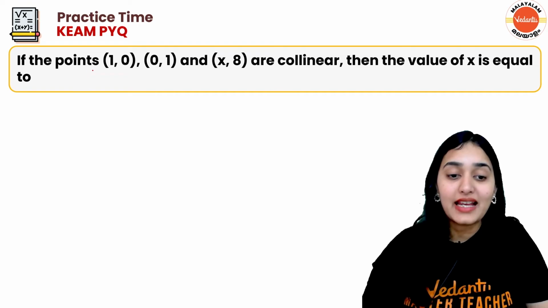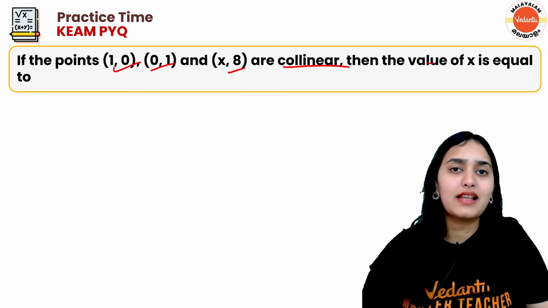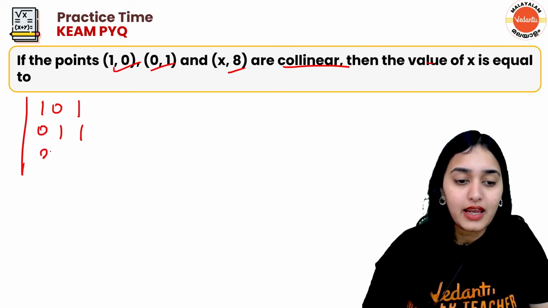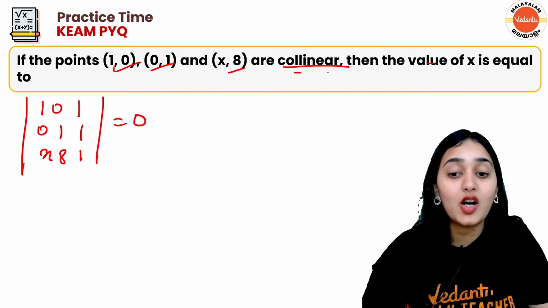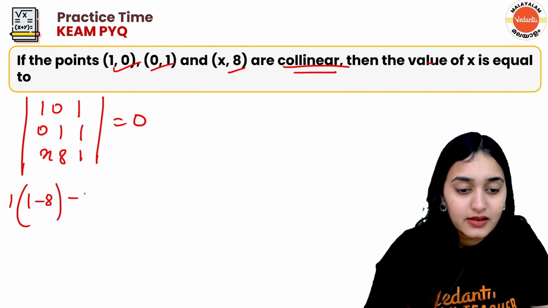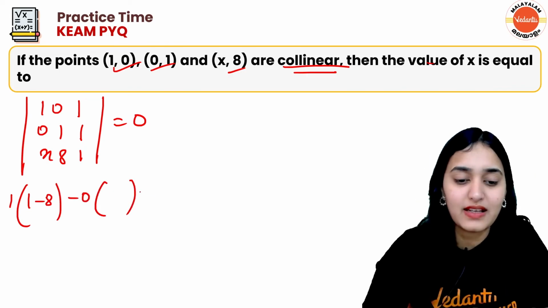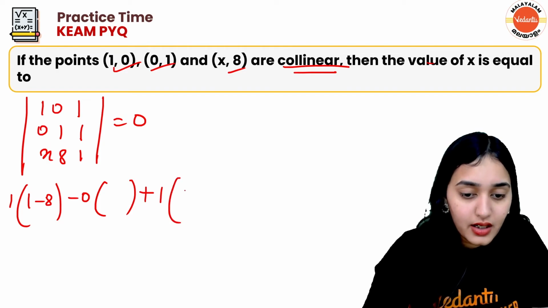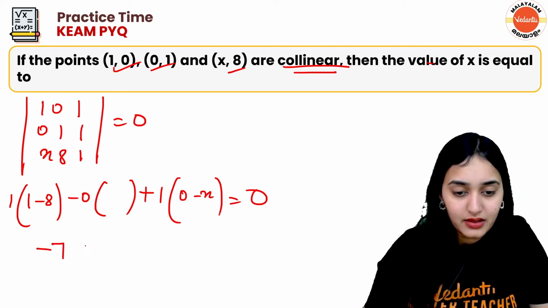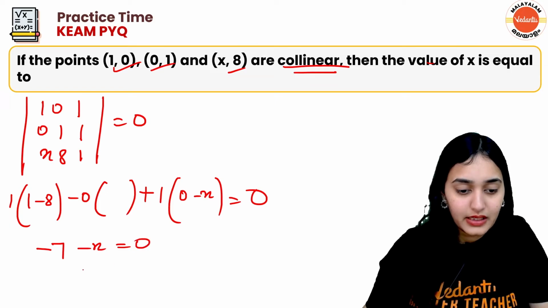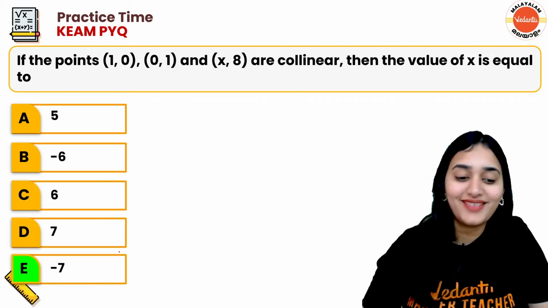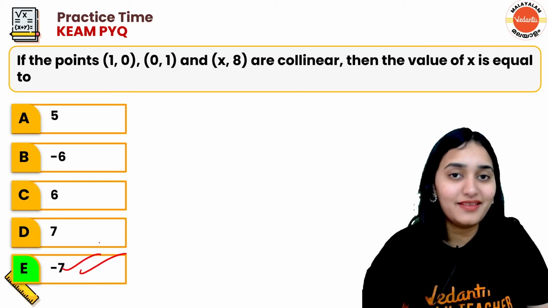We got it. Next, if these are collinear, then the value of x is? Same question, just find the determinant. So the determinant of 1, 0, 1; 0, 1, 1; x, 8, 1 should be equal to 0. Why? Because they are collinear. Quickly find the determinant. 1 into (1 minus 8). 0 into anything is 0, so just save your time. Then 1 into (0 minus x) is equal to 0. So this is 1 minus 8 is minus 7, minus x is equal to 0. So x should be minus 7. I guess, yeah, x will be minus 7. Simple answer, quick answer, right?